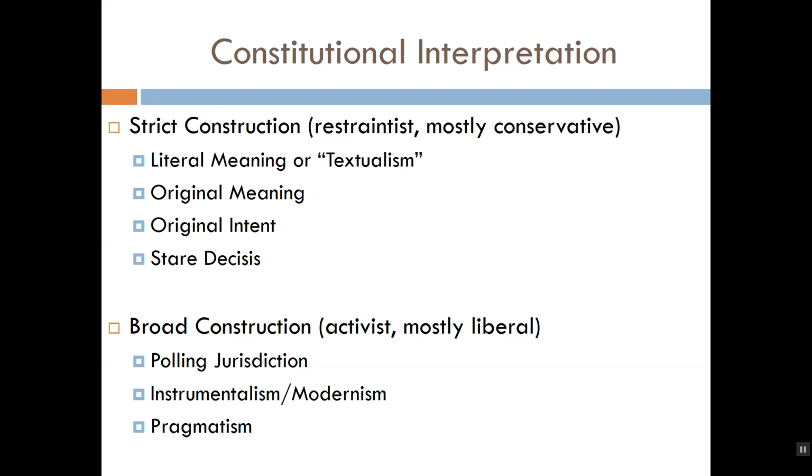The second activist approach is one that I think we find a little bit more appealing: instrumentalism or modernism. This approach basically tells us that we need to interpret the Constitution in light of recent changes and new developments. So, for example, when the framers wrote the Second Amendment protecting the right to keep and bear arms, the most deadly firearms available to your average citizen was a single-shot rifle. Today, we have automatic firearms.